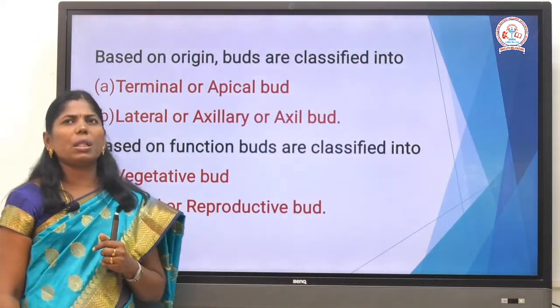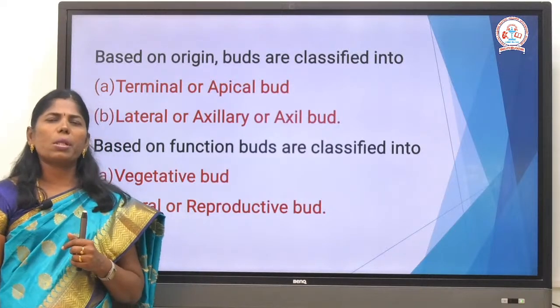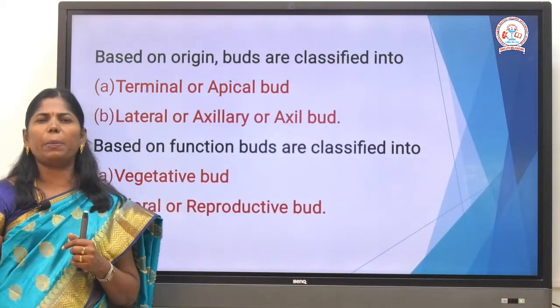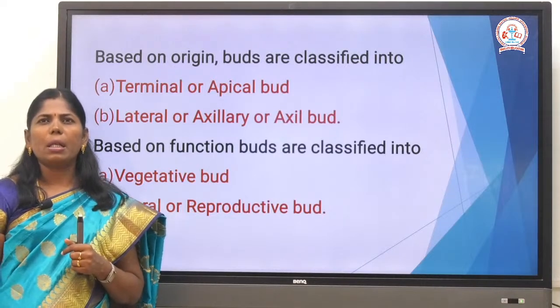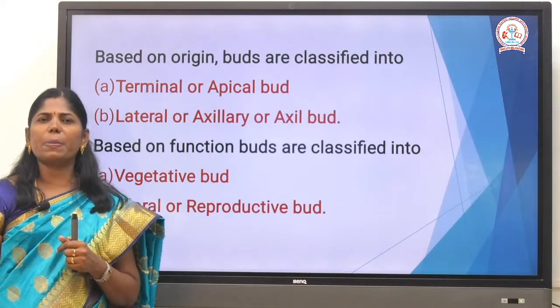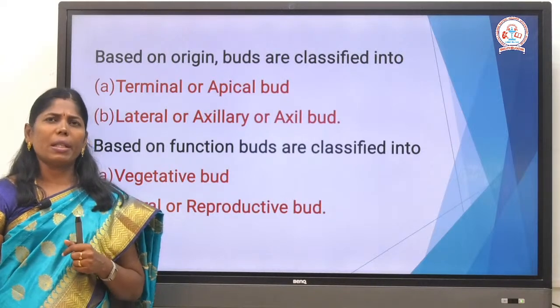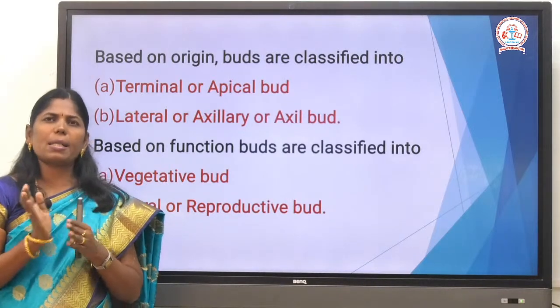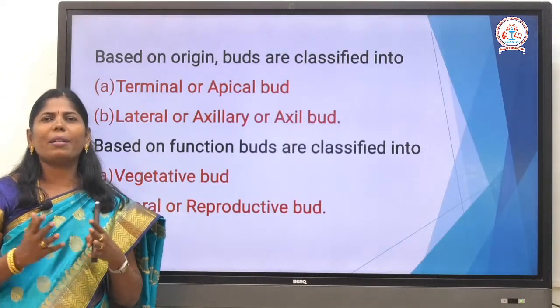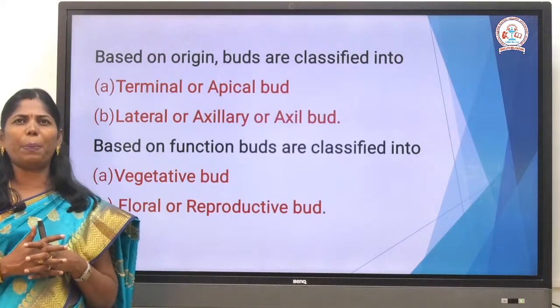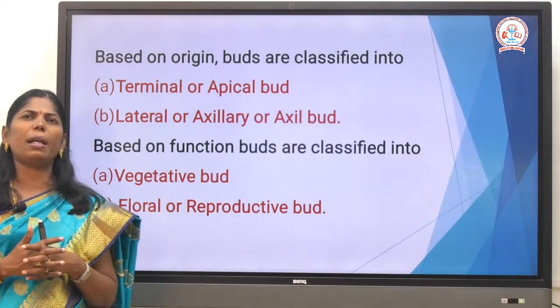So based on the origin, the buds are classified into two. One is a terminal bud or apical bud. Another one is a lateral bud or axillary bud. The terminal bud is an apical bud which is present at the tip of the branches. Lateral buds are present in the axillary region, the lateral positions of the stem. That is an axillary bud, otherwise called an axil bud. Apical bud, not terminal; axillary bud, not lateral bud.